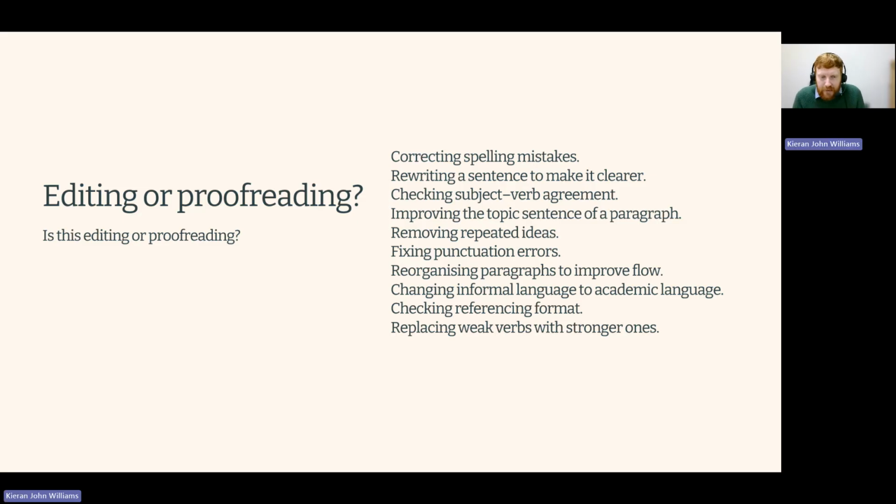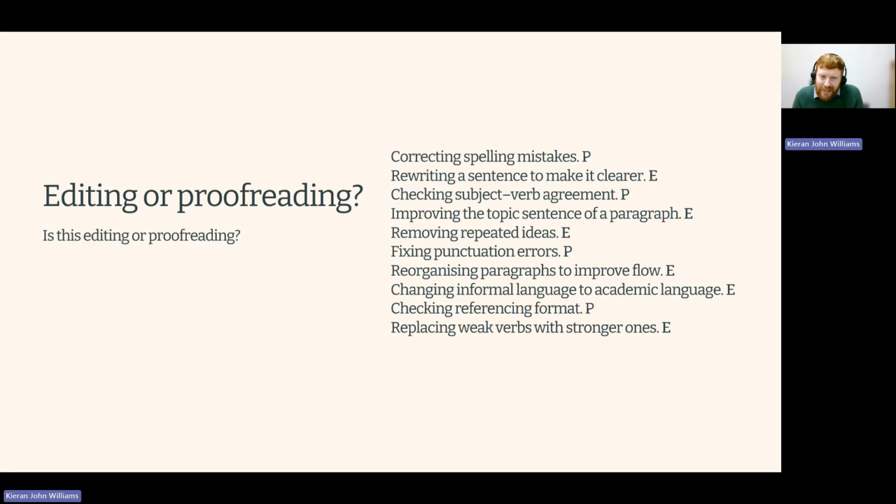All right, so hopefully you've had a look at these. You've chosen whether they are editing or proofreading. So let's see if you are correct or not. So this is what we have here. So let us go through the answers together. Now, correcting spelling mistakes. This is very obviously proofreading because it is looking at those surface level errors. Now, rewriting a sentence to make it clearer, talking about clarity, this is editing because you are trying to improve the clarity of your writing.